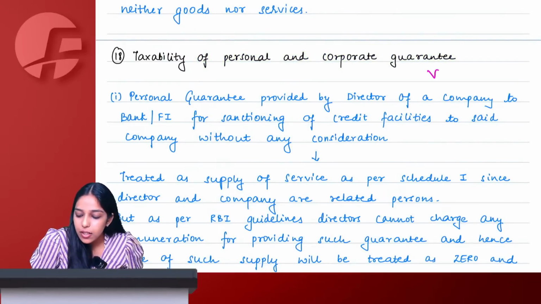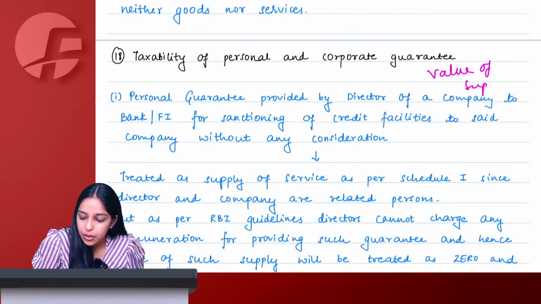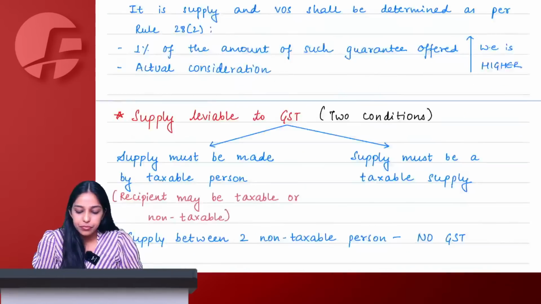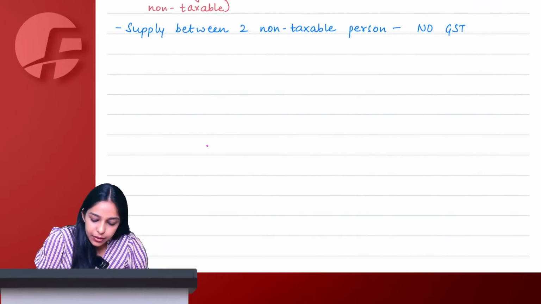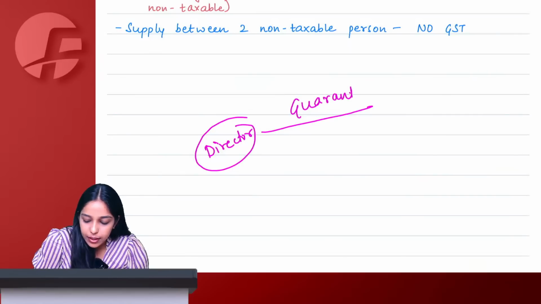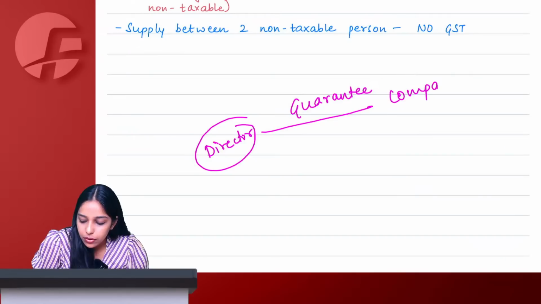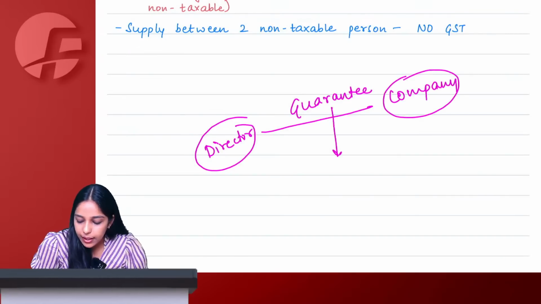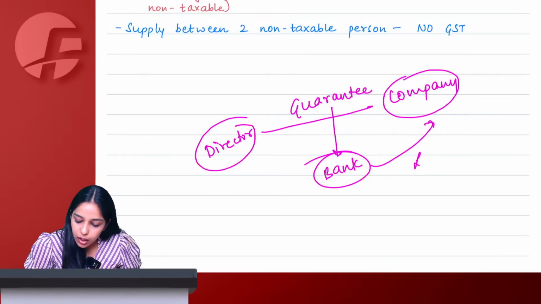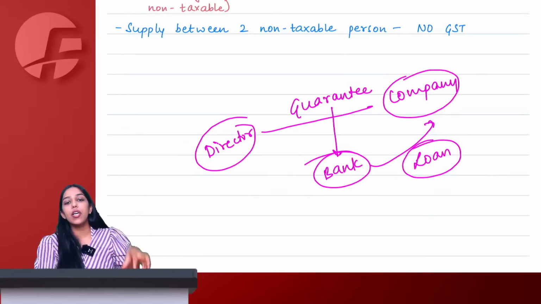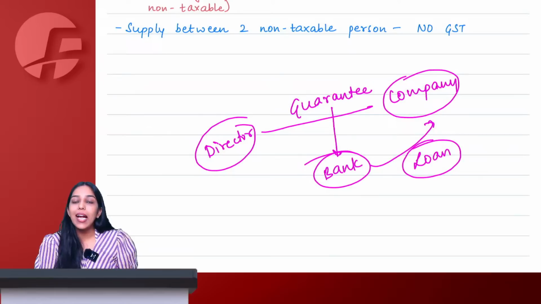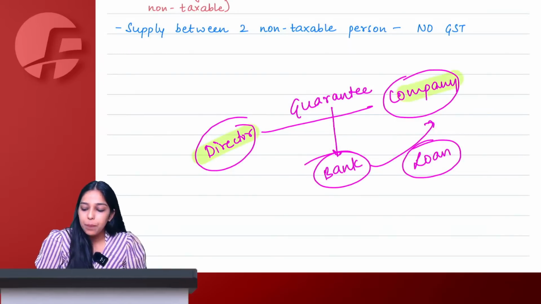Now, this thing as such is also covered in the value of supply chapter, but I will clear it right here, right now only. So understand. If a director is giving a guarantee to a bank, a guarantee is always basically given to a bank on behalf of the company. The company wants to take a loan from the bank and the director of the company himself becomes the guarantor for this loan. Then in that case, tell me, are director and company related persons?